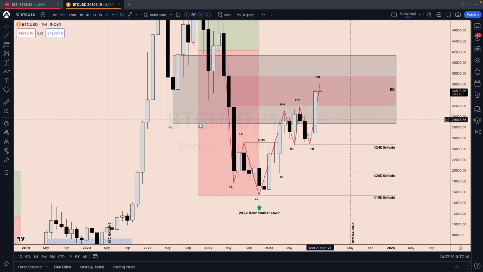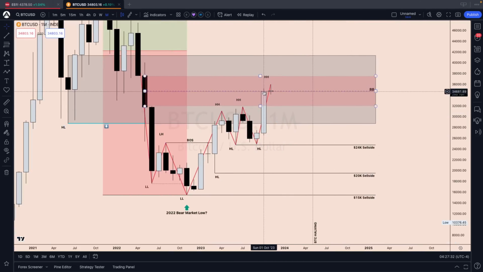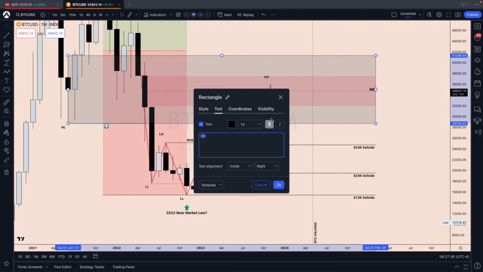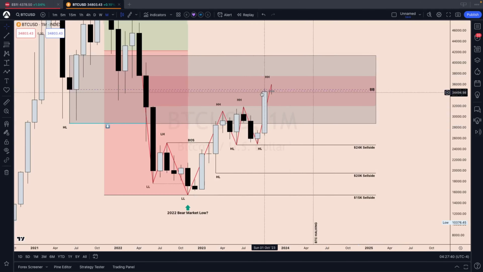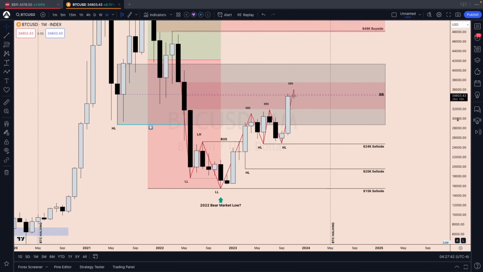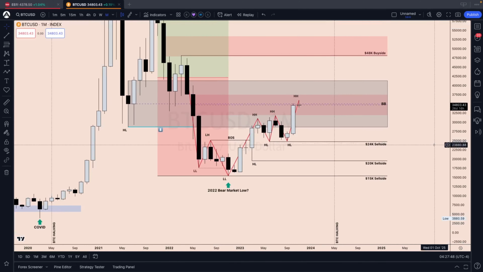And right now we can see that we closed just below the 50% of our bearish fair value gap and also of our breaker block. If I turn on the middle line right here, we see that it comes in almost at the perfect level. We also had a CME futures gap right here on Bitcoin, right at 35K. So we will see how price continues here.